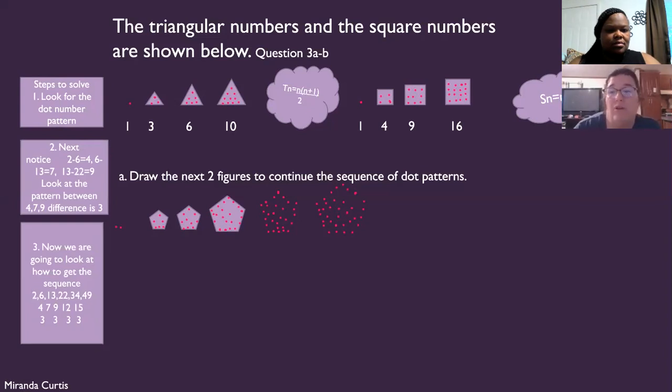Okay, so we're gonna do our steps because all this is confusing, I'm telling you. You gotta look right here. You look for the dot number patterns. Right here, we're gonna see it's 1, 3, 6, and 9. So when we come down here, we're gonna notice that we have 2 dots and then we have 6. So 6 minus 2 is 4. 13 minus 6 is 7. Click one more time for me. 22 minus 13 is 9.